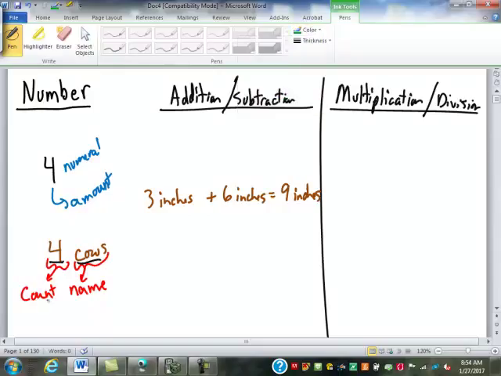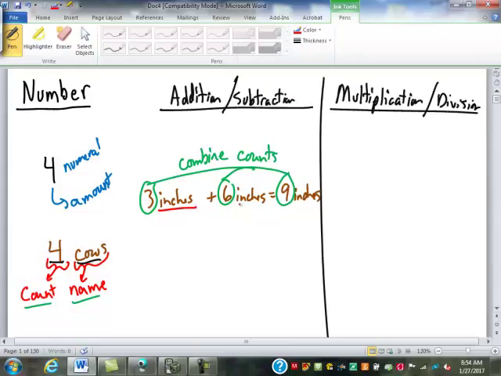But let's take a look at what happens with the count and the name. So here we have counts of 3 and 6. Those get combined to make 9. So we're adding here, so we're going to combine the counts with addition. With the names, you have inches, and it becomes, well, inches. It just stays inches. So the name stays the same. We keep the same name. Now that probably seems pretty obvious so far.